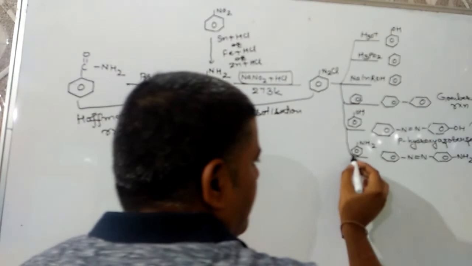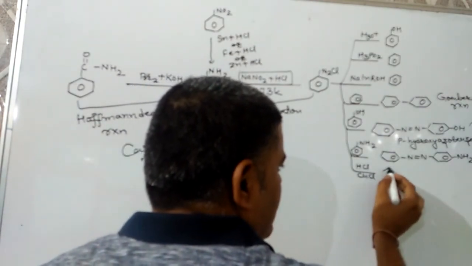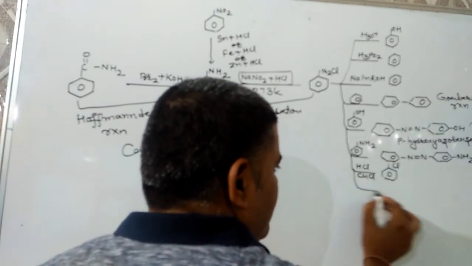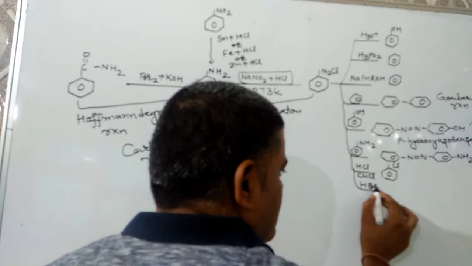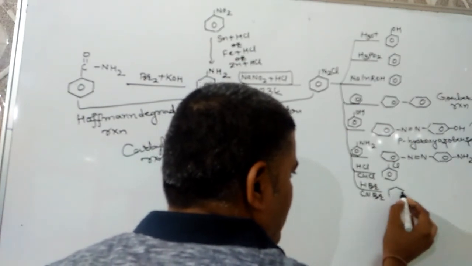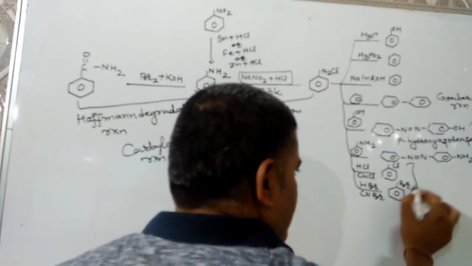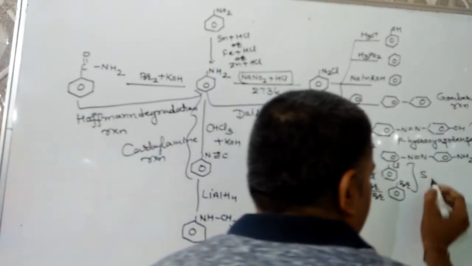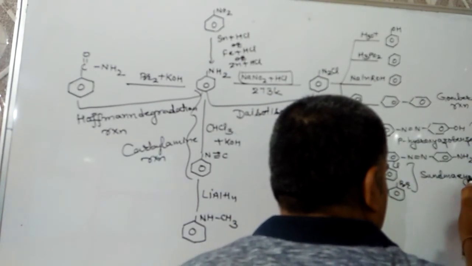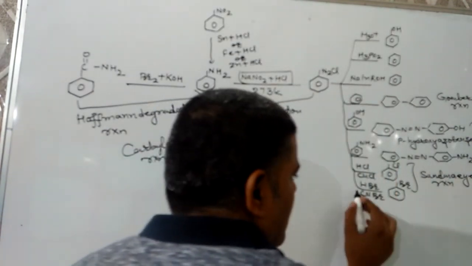Next, if HCl is added to it in presence of CuCl, then the product formed will be chlorobenzene. If HBr is added to it in presence of CuBr, then the product formed will be bromobenzene. Both these reactions are known as Sandmeyer reaction.